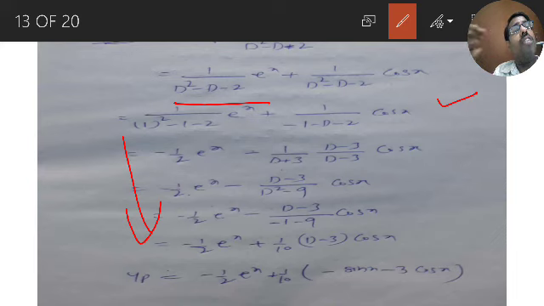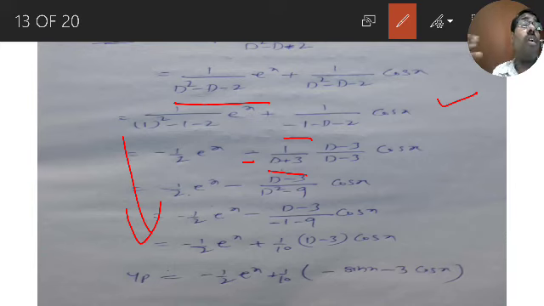Here a is 1, a square is 1, minus a square is minus 1. So in place of d square I am putting minus 1. So d minus 3 outside, d plus 3 you get. But in the denominator, if there is a d square, then it must be replaced by minus a square, that is minus 1. But in the denominator we are having only d.